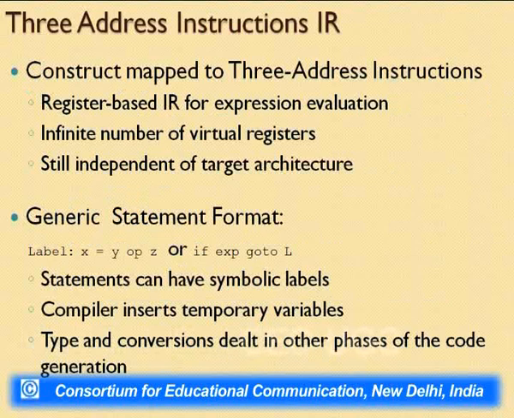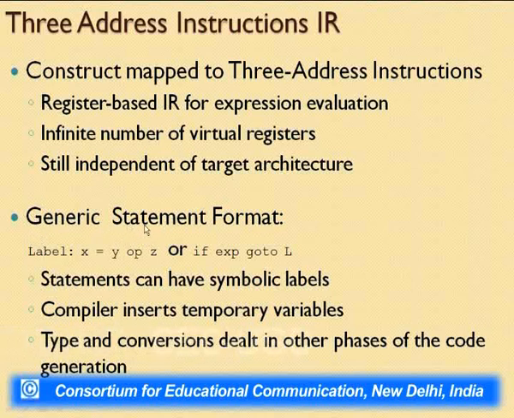Finally, we talk about three address code intermediate representation. The three address code intermediate representation is the one that we'll be talking about in detail in these lectures. As the name suggests, it's a code in which each statement talks about at most three addresses. Something of the type x is equal to y op z. So y and z are operands, x is another operand, so three operands at max. The minimum operation that we can have is x equal to y, the copy operation. Constructs map to three address instructions, a register based IR for expression evaluation. We can have an infinite number of virtual registers, still independent of the target architecture. That's the best part about it.